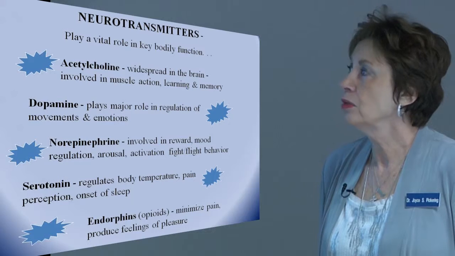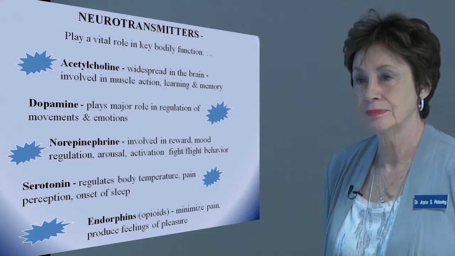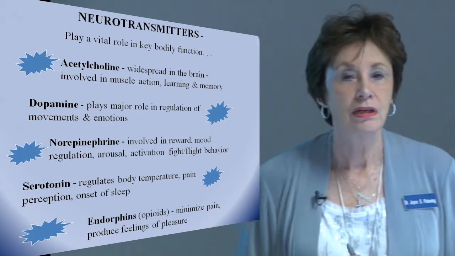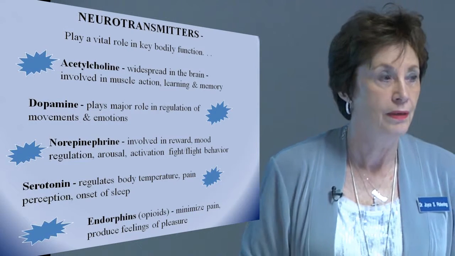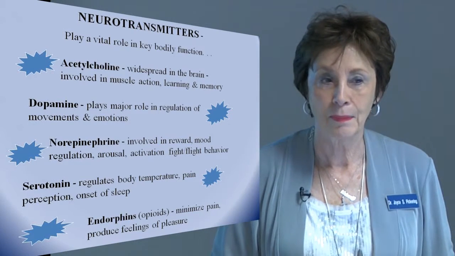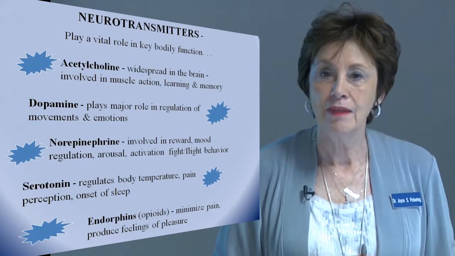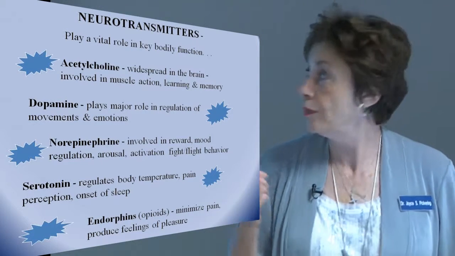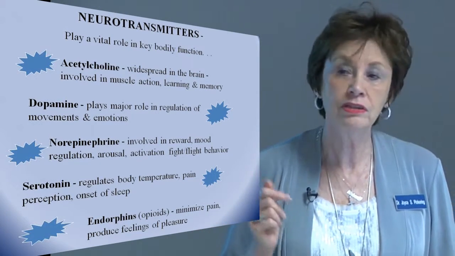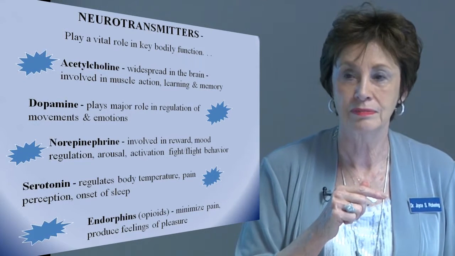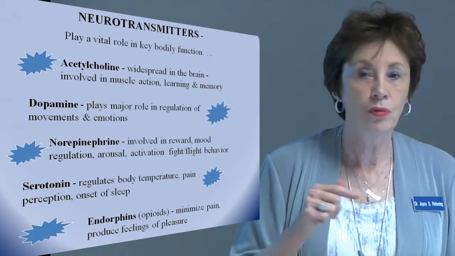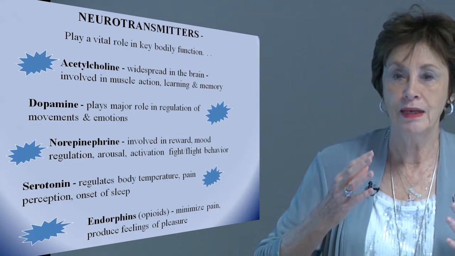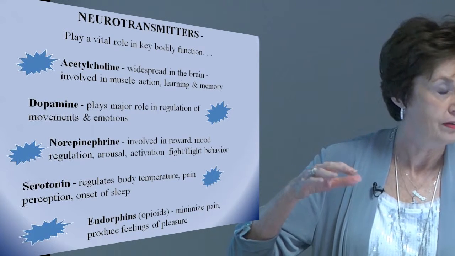Dopamine plays a major role in the regulation of movements and emotions. Can you think of a condition that a person might have if there wasn't enough dopamine being released into the brain? There are connections with depression, so with mood or emotions. There also are connections with a physical condition, Parkinson's. So if there's not the appropriate amount of dopamine, then the tremors are there.